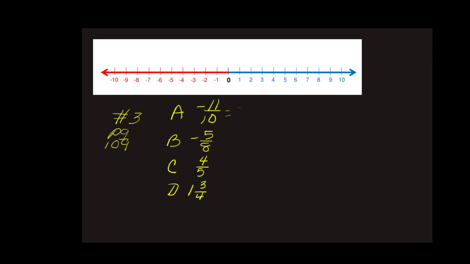Okay, we're going to work on problem number 3 on page 109. Problem number 3 asks, which number is closest to 0 on a number line? And before I begin solving these, comparing these, I like to turn them into decimals.